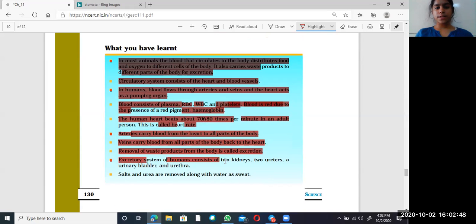Excretory system, humans consist of 2 kidneys, ureters, bladder, urethra. I know it is a bit disgusting, but yes, you have to study this excretory system. Anyway, 7 के लिए पढ़ना है आप लोगों को. Salts and urea are removed along with water as sweat. Right?